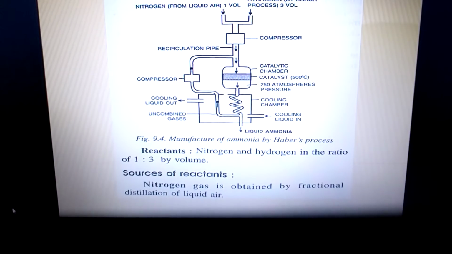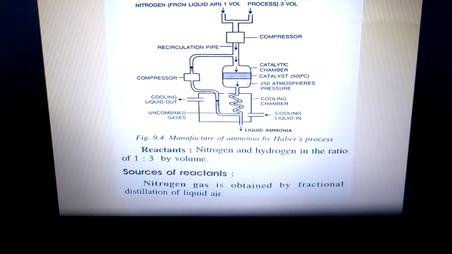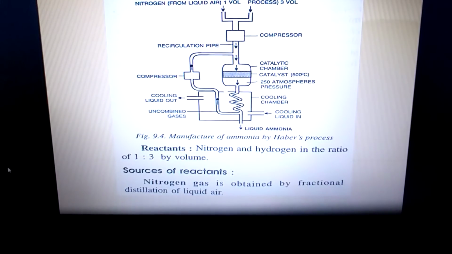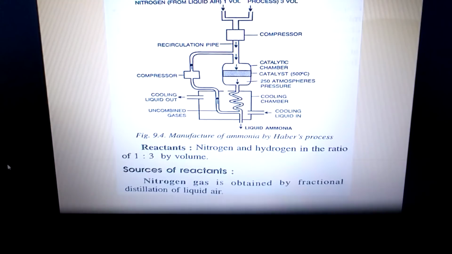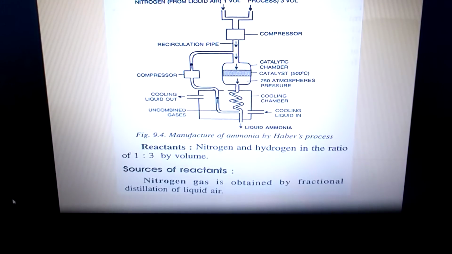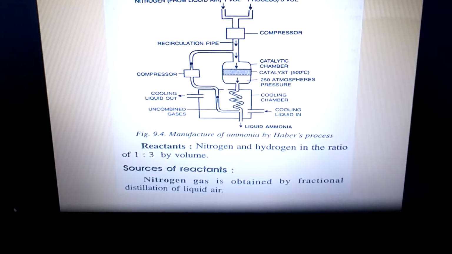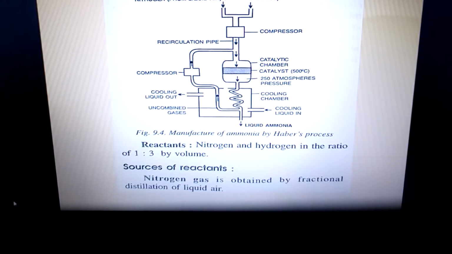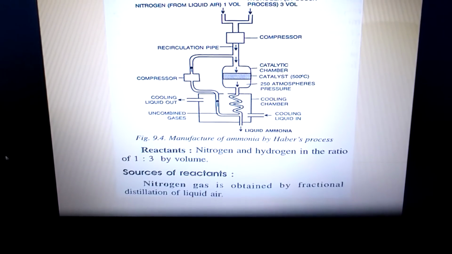Now, after the catalytic chamber, we can see the cooling chamber. That means in the catalytic chamber, ammonia gas has been prepared, and then we have to cool it. And you can see after the cooling chamber, liquid ammonia is being taken out. One thing I would like you to know here is that ammonia gets liquefied first.